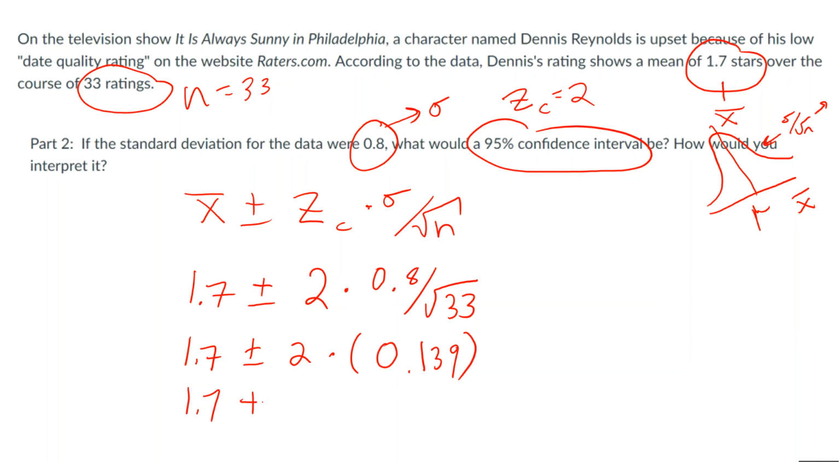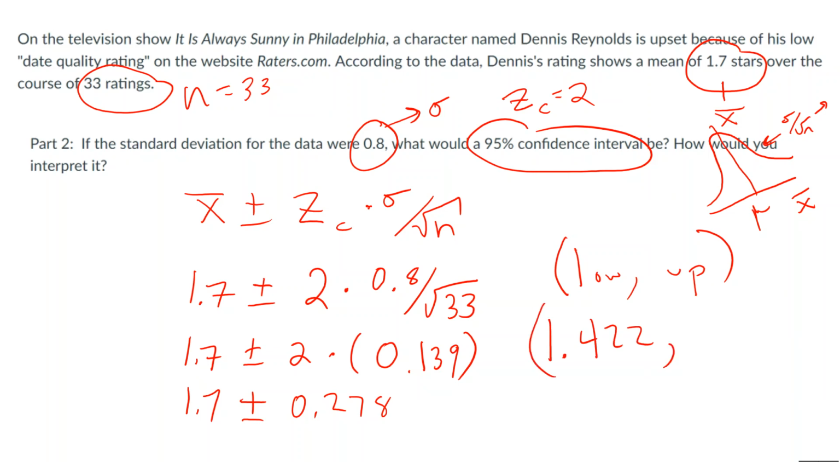1.7 plus or minus 0.278. Now let's figure out what our lower bound and our upper bound are for our confidence interval. We'll write it in this form: open parenthesis, low, comma, up. So 1.7 minus 0.278 gives us 1.422. That's the lower bound of the true mean average number of stars.